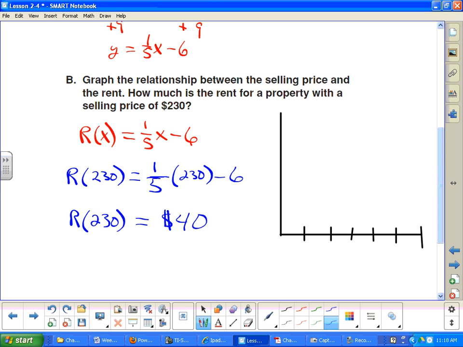Okay. Questions about those? About that one? All right, using their point slope formula to get there.